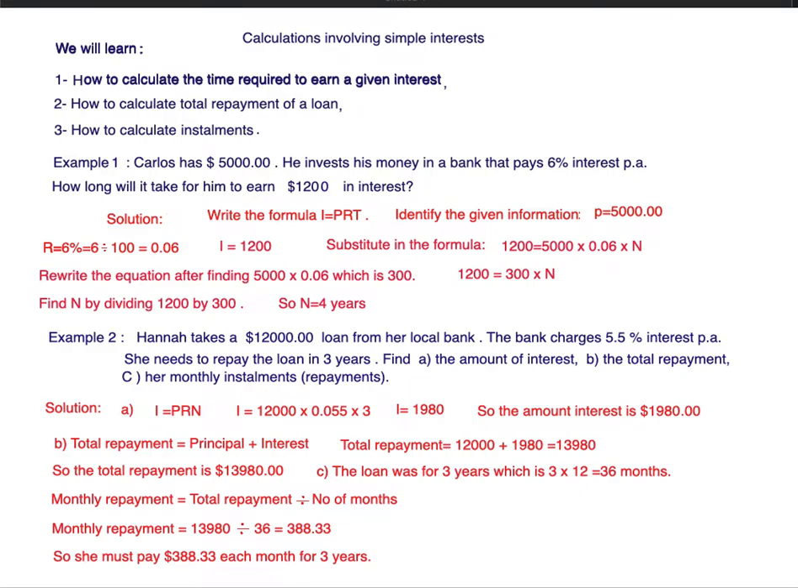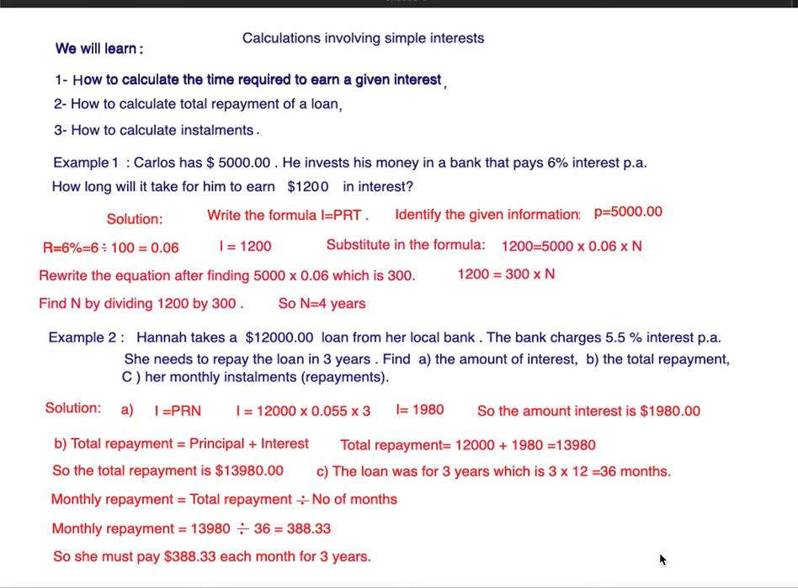The second one is how to calculate the total repayment of a loan. Basically, when you're getting a loan, you have to return the principal that you borrowed, and on top of that, you have to give some additional amount as interest. These two together make up your total repayment.